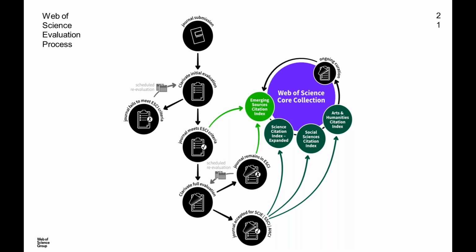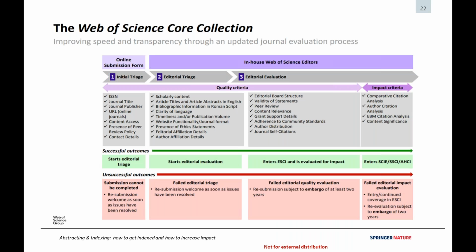For a journal to get an impact factor, it should either be promoted to Science Citation Index Expanded or Social Sciences Citation Index or Arts and Humanities Citation Index. Now, Arts and Humanities Citation Index doesn't give an impact factor. There are only two databases that give impact factor, that's Science Citation Index Expanded and Social Science Citation Index. Okay, so this slide is extremely important.